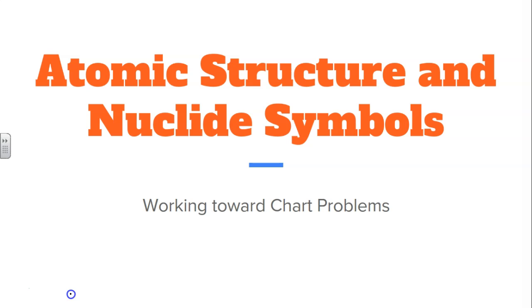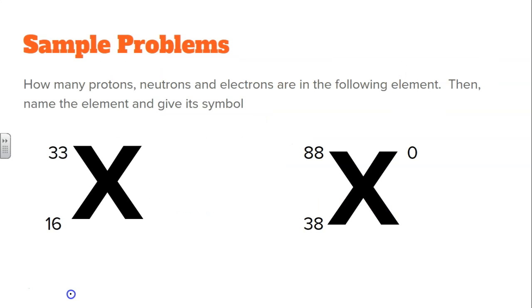Hey everybody, this is another video in the series on atomic structure and nuclide symbols, and in this video we're going to be doing a few sample problems and our first chart problem. Buckle in, it's going to be fun. Here we have two nuclide symbols without the atomic symbol given, so we don't know what atom it is.